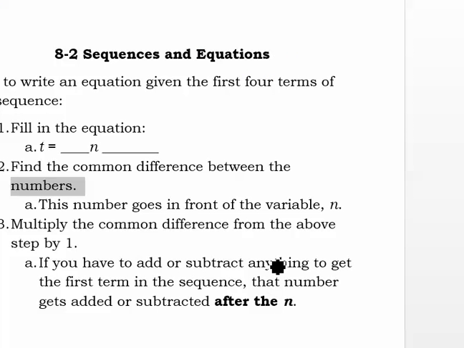How to write an equation given the first four terms of the sequence. Fill in the equation. Term is equal to some number times the n plus something. Find the common difference between the numbers. This number goes in front of the variable n. Multiply the common difference from the above step by 1.